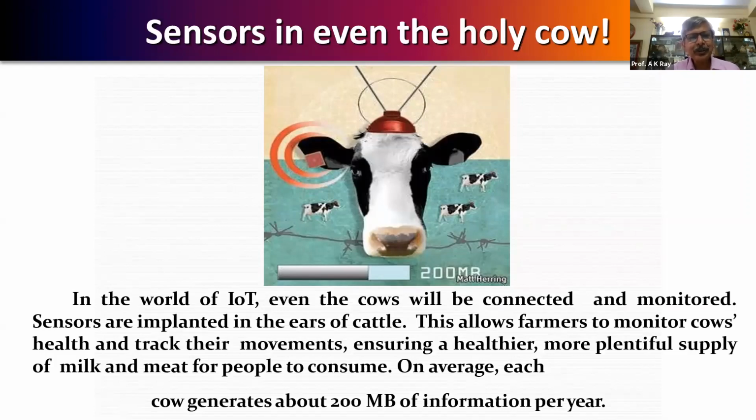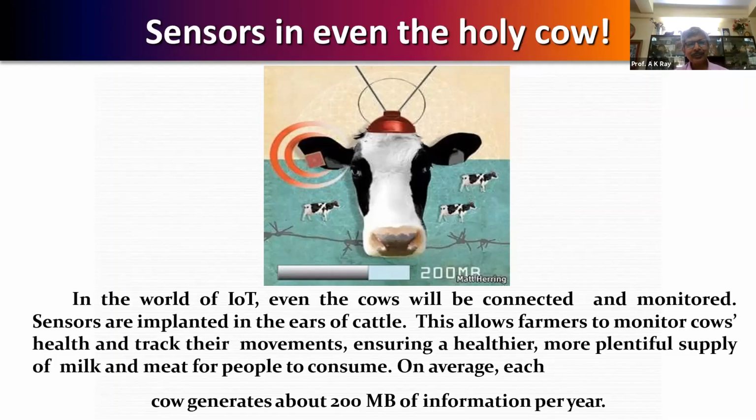In the ears of the cow, you implant some sensors, and that will give you the location of the cow, where the cow is, and the health parameters of the cow. Using AI, you can make a healthier cow so that it can give more milk. In fact, I'm thinking of writing a project on this. I'm sure the government of India will take up this project.